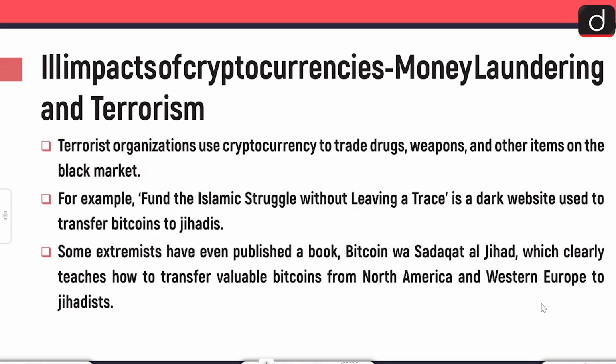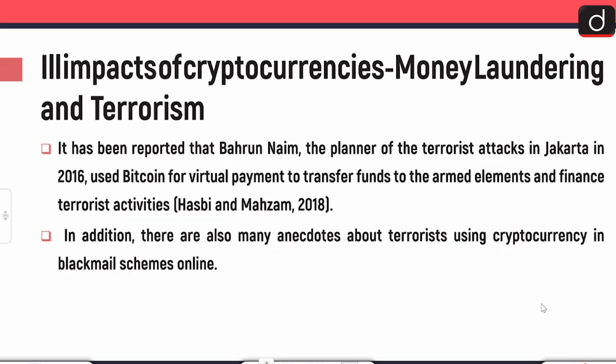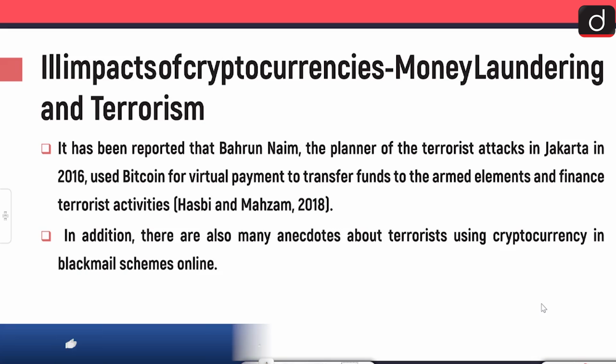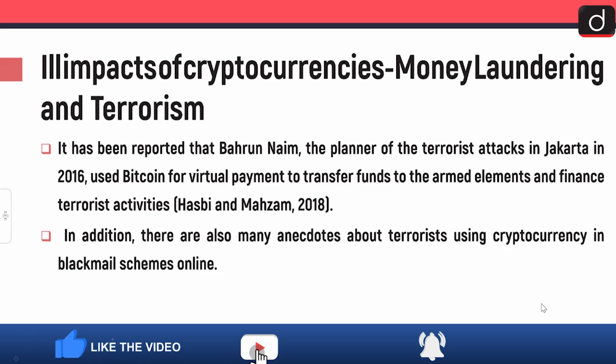Terrorist organizations use it to trade drugs, weapons, and other items. For example, Fund the Islamic Struggle Without Leaving a Trace is a dark website used to transfer bitcoins to jihadists. And some extremists have even published a book, Bitcoin wa Sadaqat al-Jihad, which clearly teaches how to transfer bitcoins to terrorist groups. It has been reported that Bahrun Naim, the planner of a terrorist attack in Jakarta in 2016, used Bitcoin for virtual payment to transfer funds.